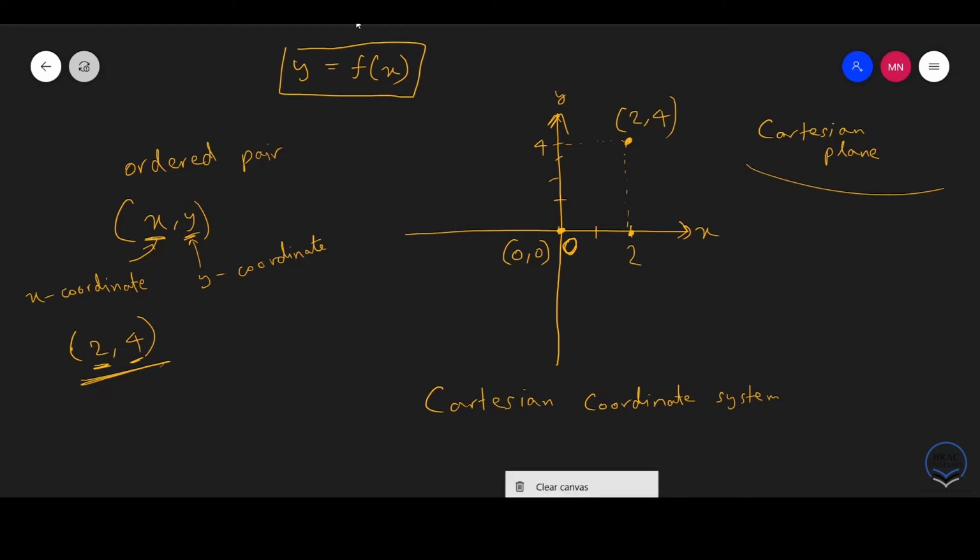Right. So let's consider some function f of x is equal to x plus 2. This is a very simple function. This is a linear function. And we say that this is a linear function because the highest degree of our variable x is 1. So this is just x to the power of 1. If we had a function with x to the power of 2, then this would be a quadratic function, right?